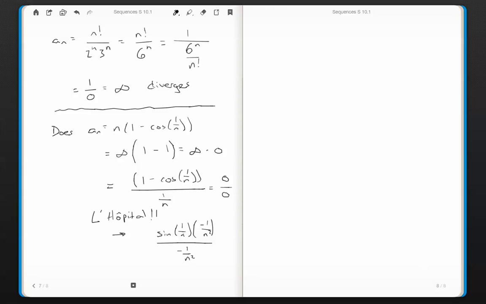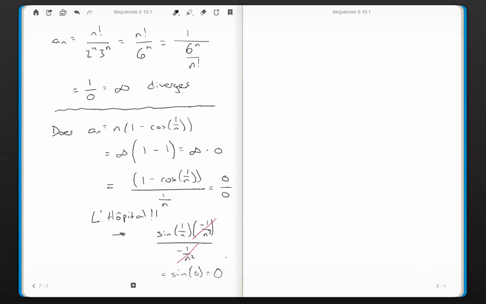So the sine of 1 over n, as it goes to 0, is 0, giving 0 over 0. Did we make any progress? I think we did, because we can go back up here and in red, because I really like canceling stuff out in red, cancel this 1 over n squared with this 1 over n squared. I'm left with just the sine of 0, which equals 0. So this will in fact converge.